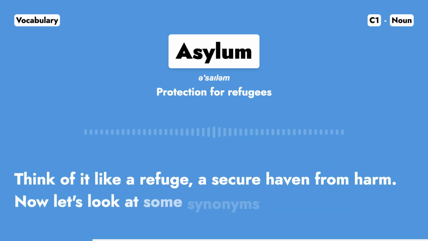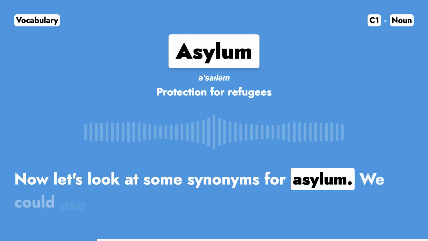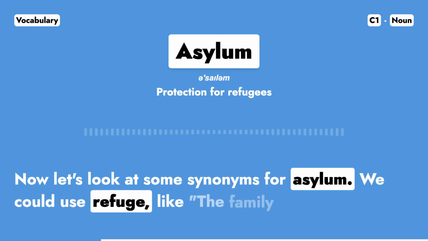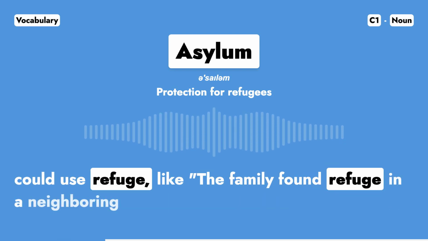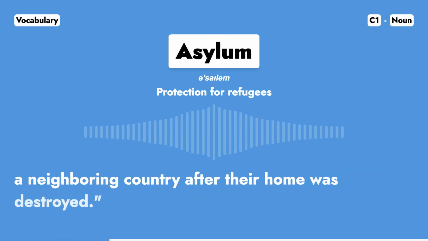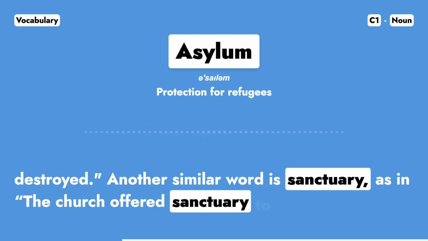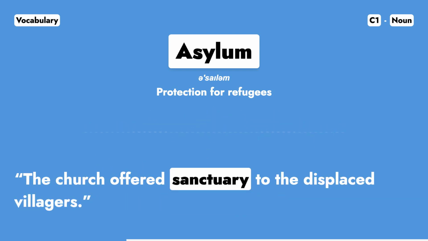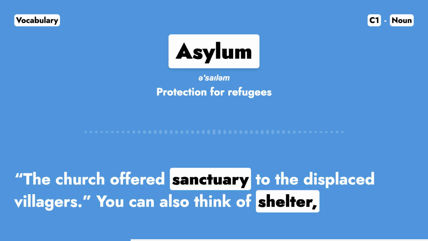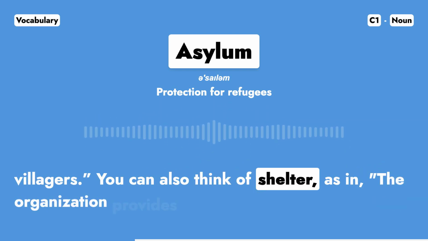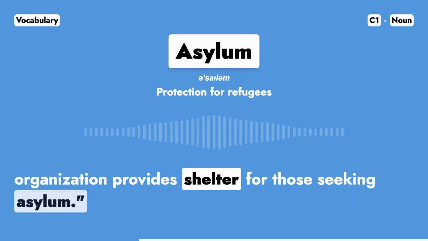Now, let's look at some synonyms for asylum. We could use refuge, like the family found refuge in a neighboring country after their home was destroyed. Another similar word is sanctuary, as in the church offered sanctuary to the displaced villagers. You can also think of shelter, as in the organization provides shelter for those seeking asylum.